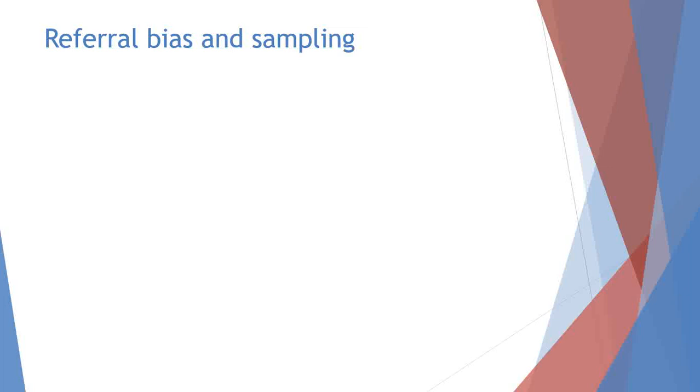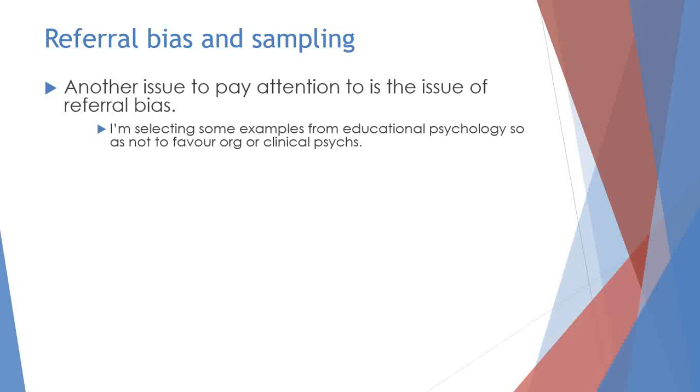So one other issue with sampling you need to be aware of is the issue of referral bias. I'm going to select some examples from educational psychology so as not to favour org or clinical psychs. But referral bias you'll often encounter in a clinical setting, because there will be certain types of people that will be referred on to your clinic. Certain types of people won't. If you're working in an organisational setting, there will be certain types of people who become known to HR and certain types of people who don't.